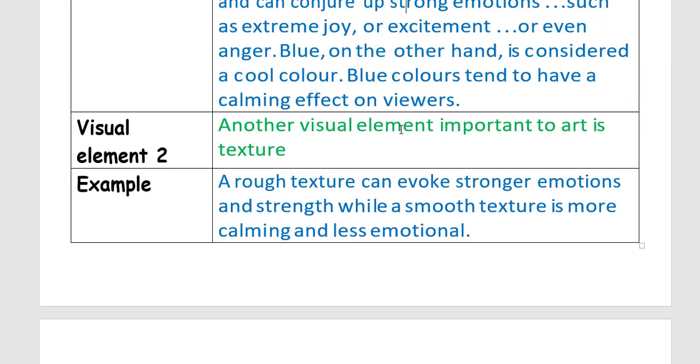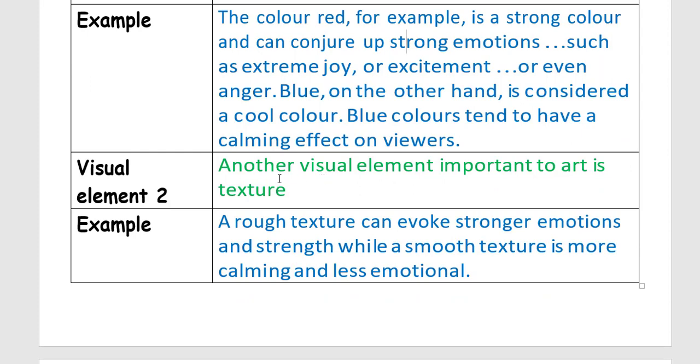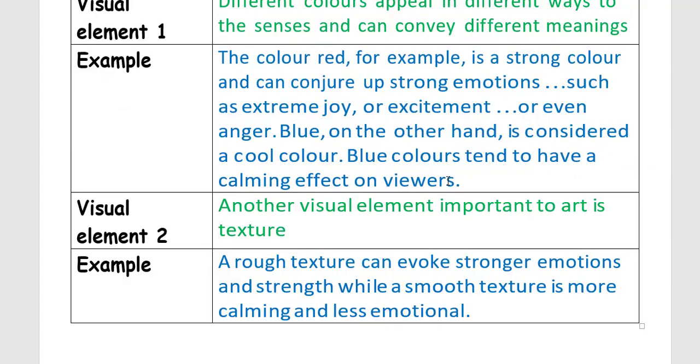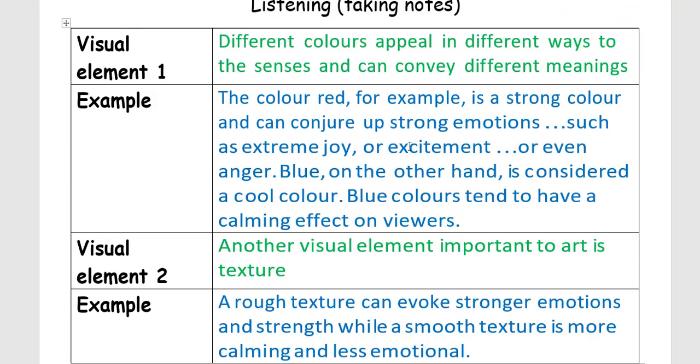Next, now let's focus on the second visual element. The professor says another visual element important to art is texture. So that's the keyword, texture. And now let's focus on one example. The professor says a rough texture can evoke stronger emotions and strength, while a smooth texture is more calming and less emotional. So we've got all the necessary notes.